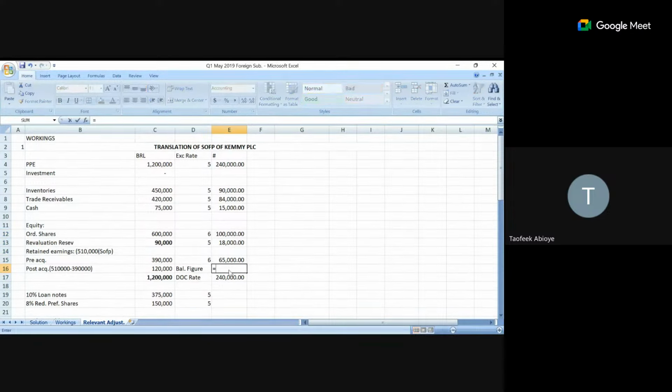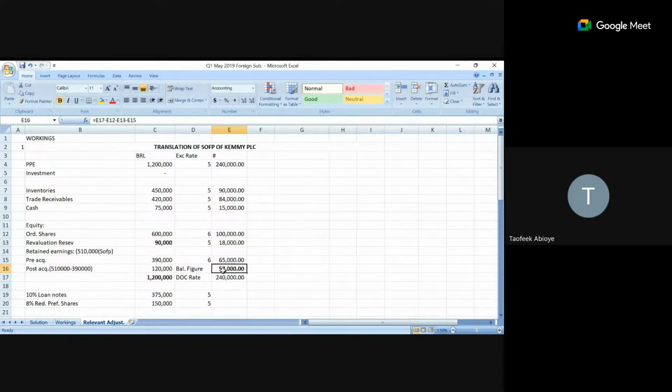So now what are we going to do? We are going to say 240,000 minus this, minus this, minus this. So when we press our answer, it will give us 57,000. So this 57,000 will be our balancing figure. Please, that is our balancing figure.